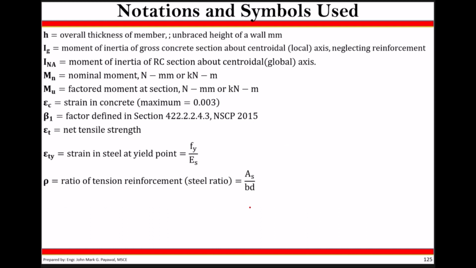Your rho is just a review of us. Here, rho is As over bd, which is the area of your steel over the area of your concrete, which is the width multiplied by its effective depth. Sometimes, once we discussed your basic internal forces and then your derived equations under ultimate strength design, there are ways wherein you can use your derived equation, but you need to compare your actual tension reinforcement or steel ratio to other values. So that's why I am introducing this to you, because there are alternatives in solving or analyzing your reinforced concrete.